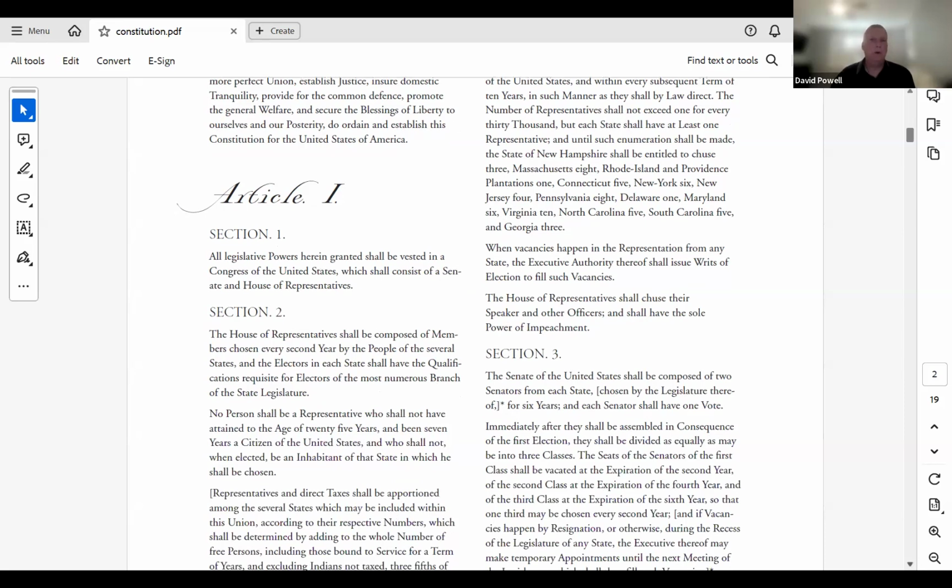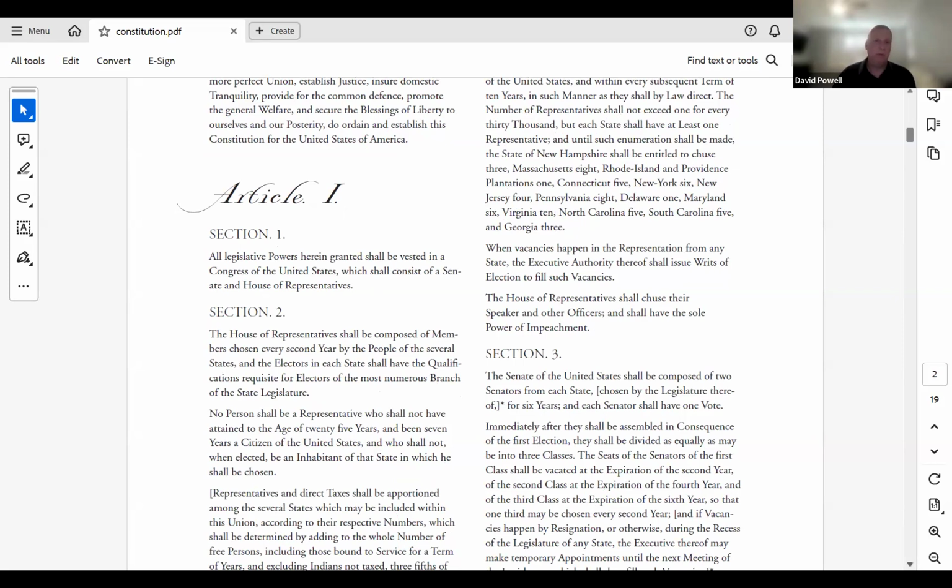Now, in Article 1 of the Constitution, we've established this bicameral legislative body. We have a House of Representatives discussed in Article 1, Section 2, and a U.S. Senate discussed in Article 1, Section 3. The first section, Article 1, Section 1, tells us about this bicameral legislature, that we have a House of Representatives and we have a Senate.